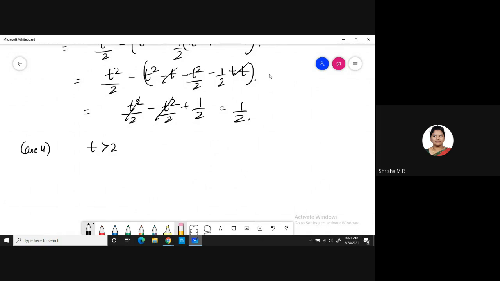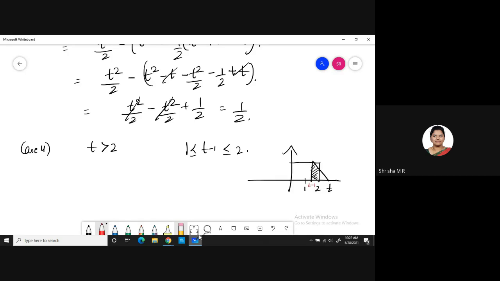T is greater than 2 and your t minus 1 is between 1 and 2. T minus 1 is less than or equal to 2, so we have 0 to 2. So they are telling t is greater than 2, so t minus 1 is between 1 and 2. So this is how it will look. And now you check the overlapping space. What is the overlapping space?